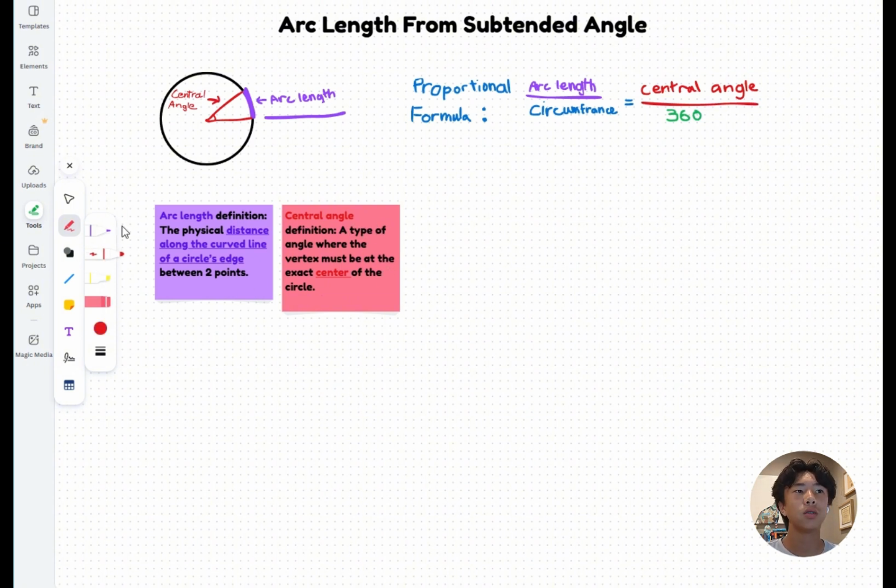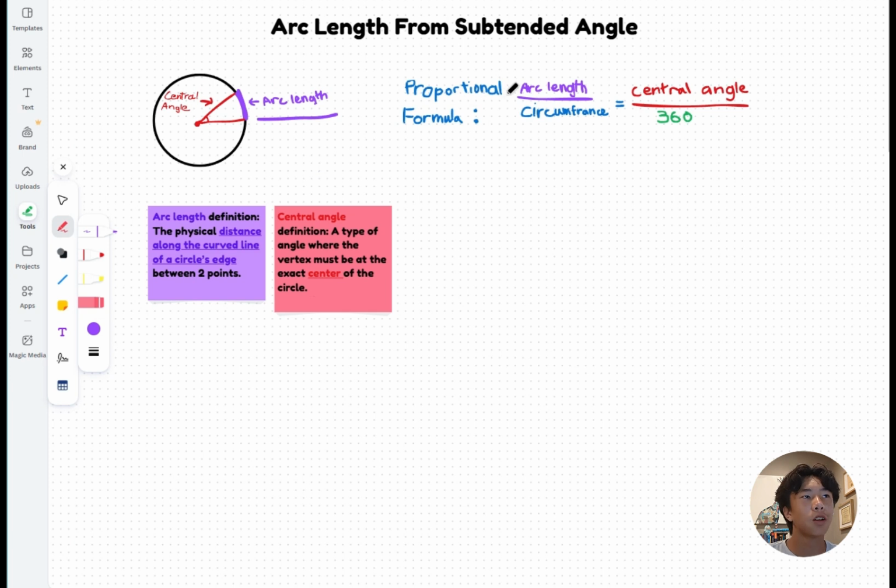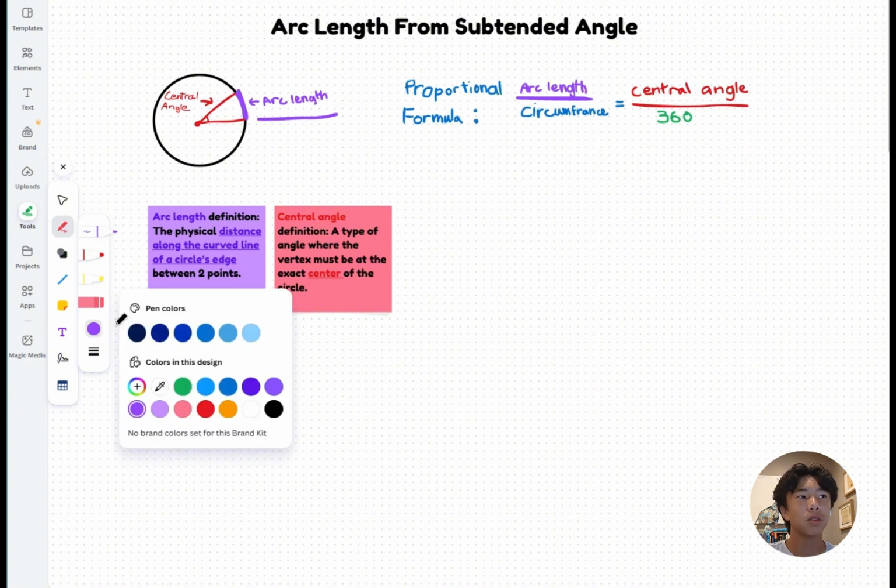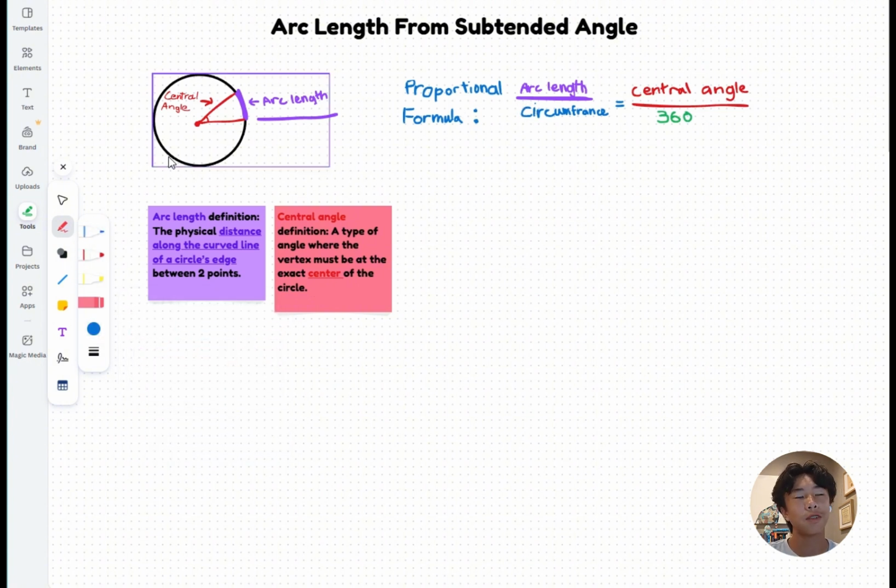And the central angle is a type of angle where the vertex is at the center of the circle. And our formula will be arc length divided by circumference. And remember, arc length is the curved line of the circle's edge divided by circumference. And the circumference is the perimeter of the circle, which is all the way around a circle. And that will equal the central angle divided by 360.